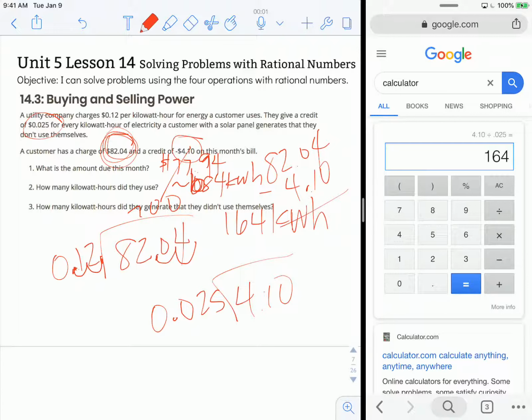Our objective said I can solve problems using the 4 operations with rational numbers. You can see that we used addition and subtraction here, and we also used division here, which was the inverse operation of multiplication. So we worked with all 4 operations.